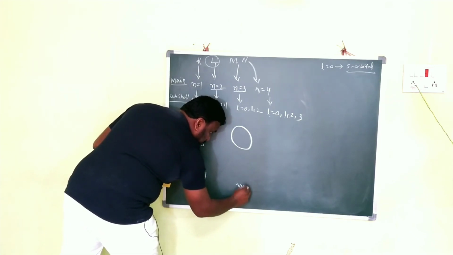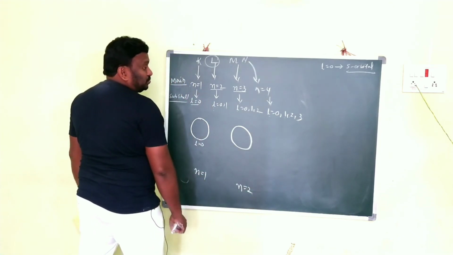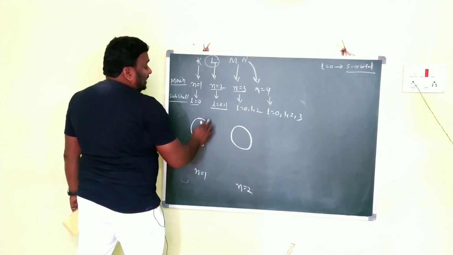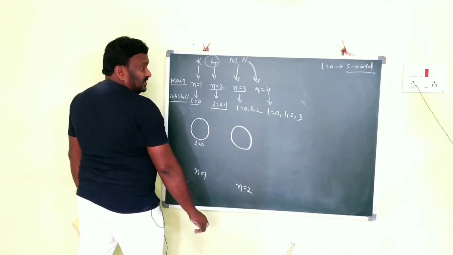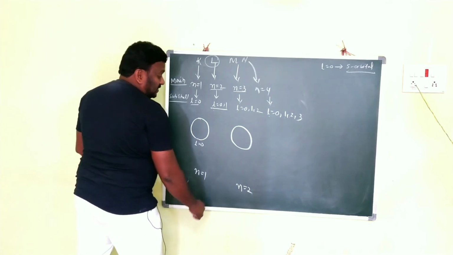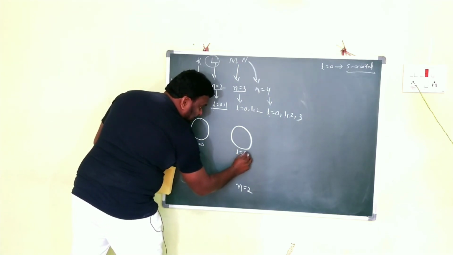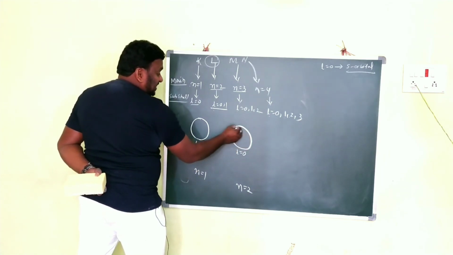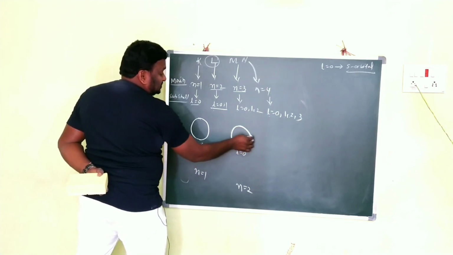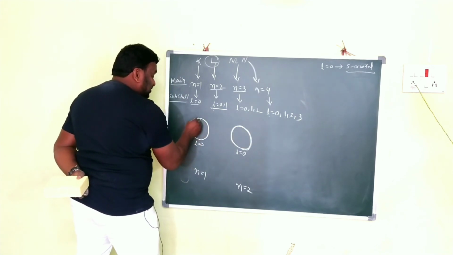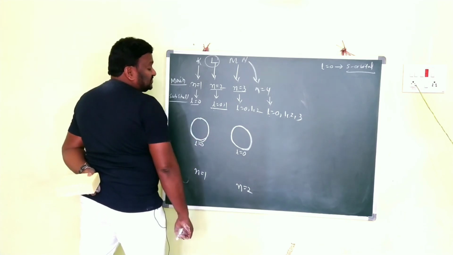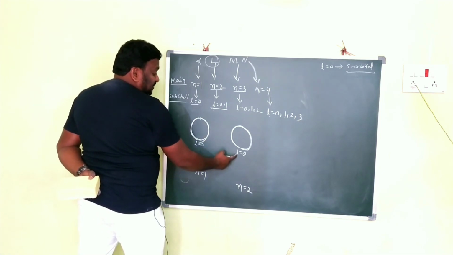Now N is equal to 2. Now for N is equal to 2, how many L values do we have? L value is 0 and 1. Initially, this is L is equal to 0. L is equal to 0 is circular. That means this is the s orbital, spherical in shape. And this is also spherical in shape. So L is equal to 0 is always spherical in shape. Clear?